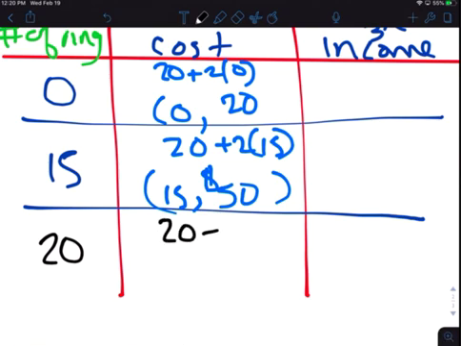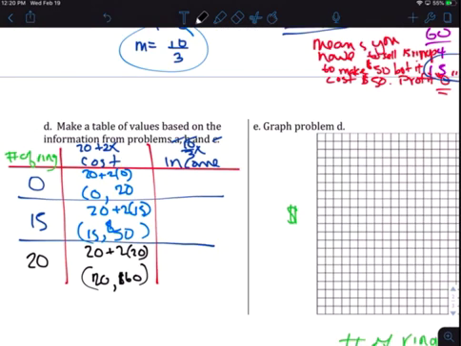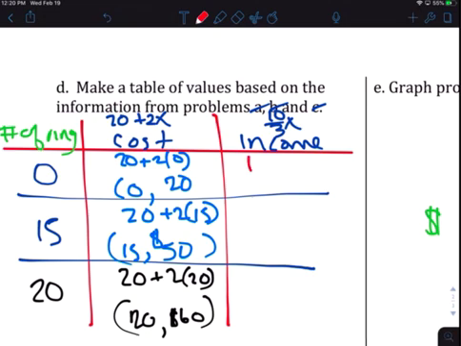So 20 plus 2 times 20, which is 40, so 60. 20 is $60. There we go. That's the cost. Your income one is 10 over 3x, so 10 over 3 times 0 is 0.